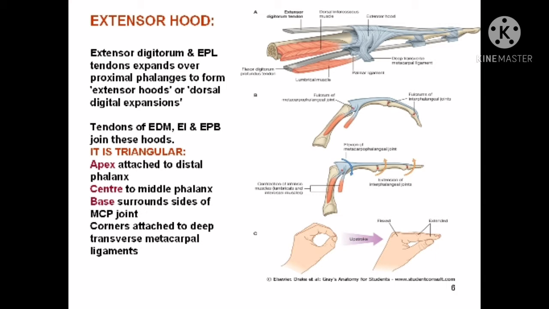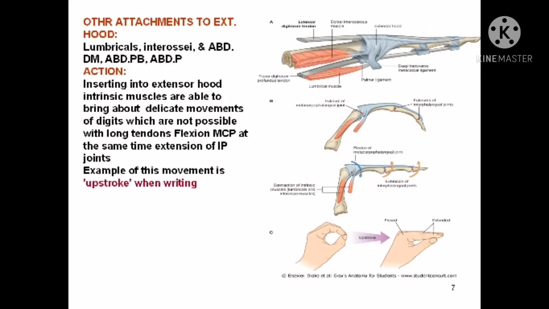its center to the middle phalanx. Its base surrounds the sides of the metacarpophalangeal joint. The corners are attached to the deep transverse metacarpal ligament. Some other attachments to the extensor hood: the lumbricals, interossei, abductor digiti minimi, abductor pollicis brevis, and the adductor pollicis.